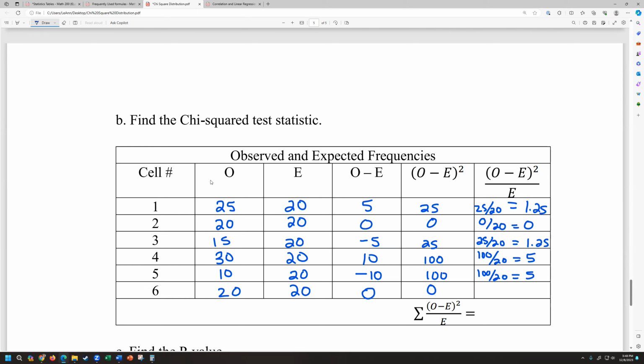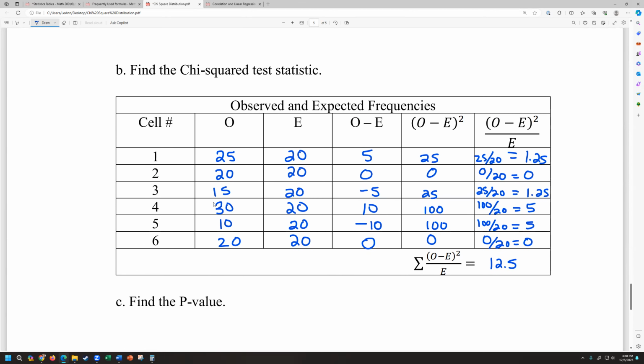So this is where our deviation is really happening. It's the 4 and the 5. And then we see 0 divided by 20 is 0. So we add that up, our chi-squared test statistic is a 12.5. I would write that as my chi-squared.